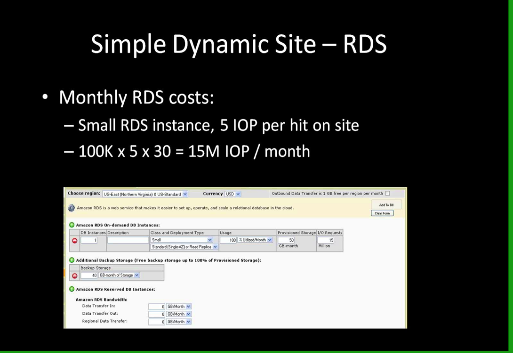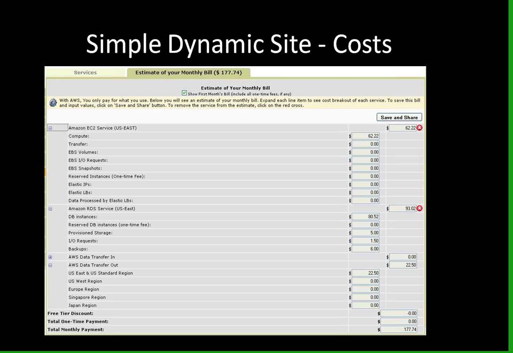So we then, again, do multiplication, and we come up with our 100,000 hits per day, the 5 IOPs per hit, the 30 days, and we come up with 15 million IOPs per month. We enter that into the calculator along with our 50 gigabytes of provisioned storage and the number of IOPs, and we estimate that we're going to need about 40 gigabytes per month of storage. That 40 gigabytes comes from the fact that we are going to do a 5 gigabyte backup every day, and we're going to set the retention period to be 8 days on there. So that gives us an average of 40 gigabytes per month of storage.